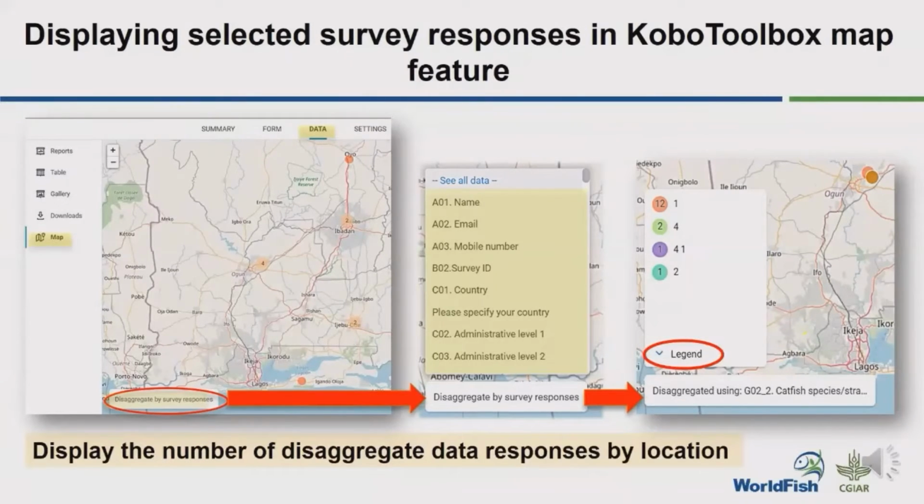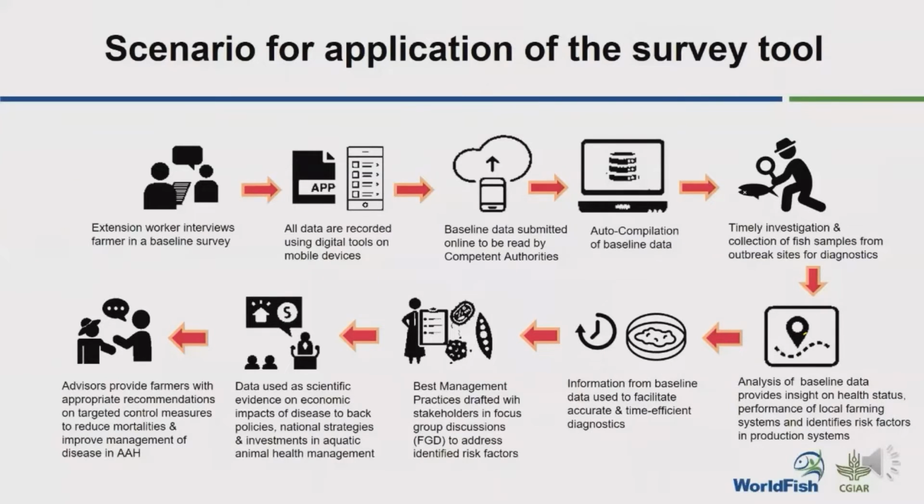Here is a scenario which demonstrates the use and application of the survey tool. In the first instance, an extension worker interviews a farmer in a baseline survey. The interview data is keyed into the mobile device and later submitted to the account managed by the authorities or animal health advisors. For farms with suspected outbreaks, investigators can be sent to collect samples and further information which can be used to facilitate diagnostics later on.